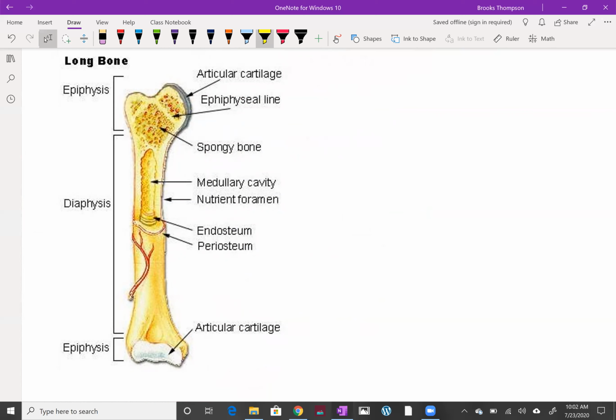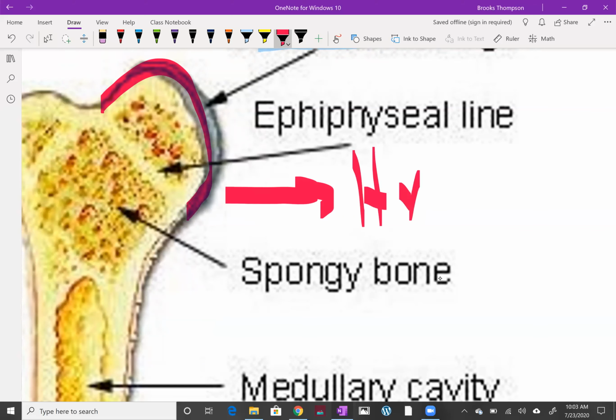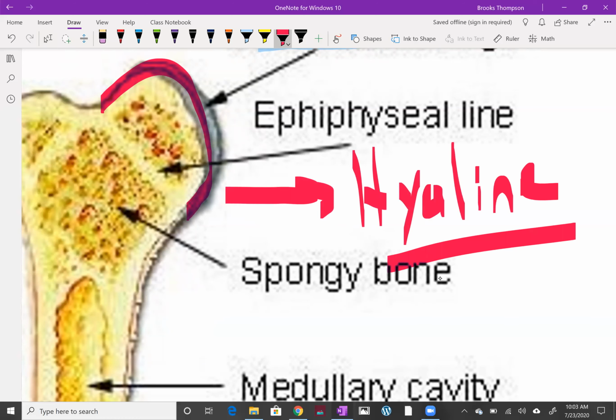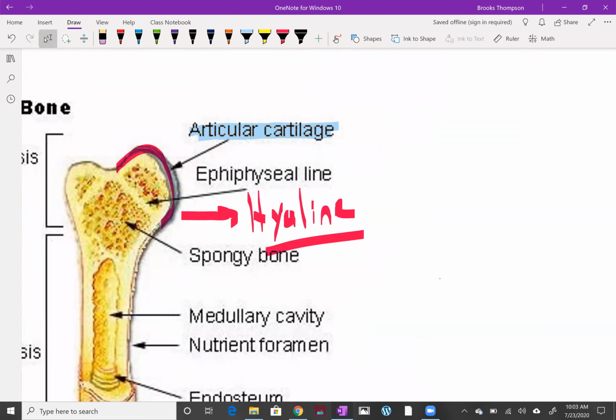Where the bones articulate, you're going to have articular cartilage. So right here, this is which bone? This is the humerus, if you didn't know that. So right here, you have the head of the humerus. It's going to go into the glenoid fossa of the scapula. So we have cartilage here. Hyaline cartilage. So it's going to cover the ends of bones where they articulate with other bones.